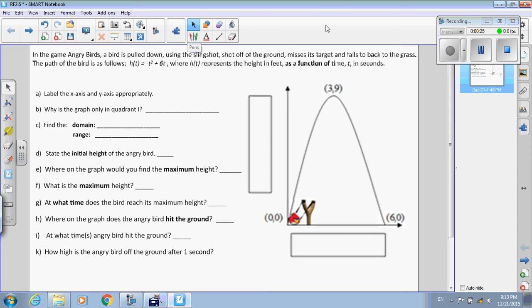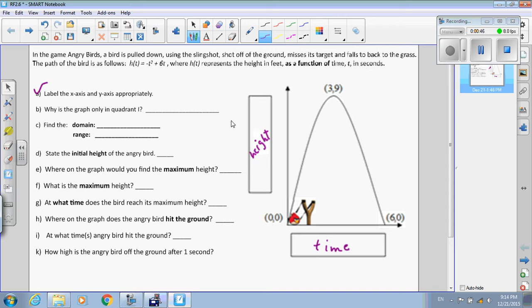The height would actually be represented here. So let's write that here: height, and in function of time. So first question, check.